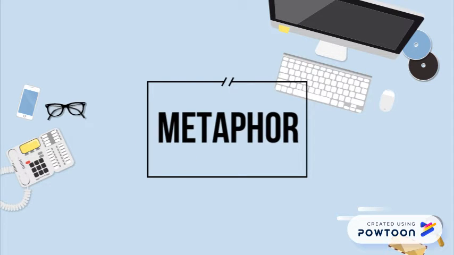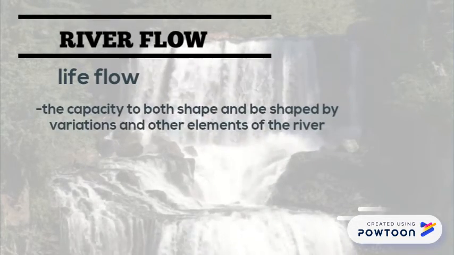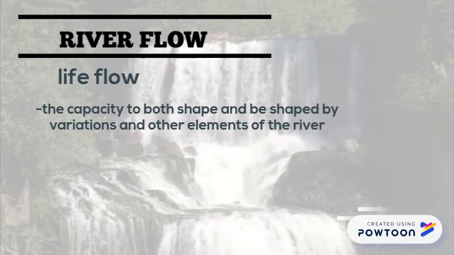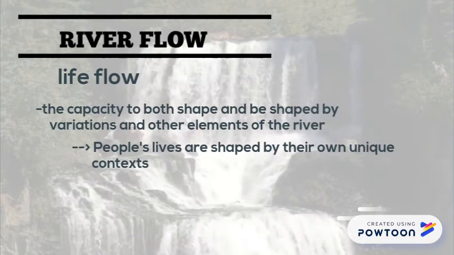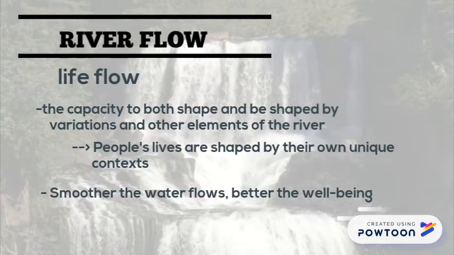So now we are going to talk about the metaphor of Kawa model. River flow symbolizes the life flow. Fluid form shows the capacity to both shape and be shaped by the variations and elements of the river. Similarly, people's lives are shaped by their unique context. Smoother the water flows, better the well-being.